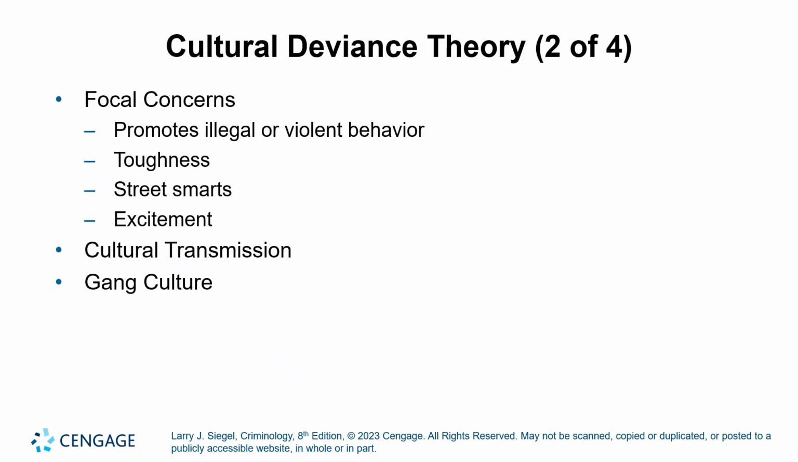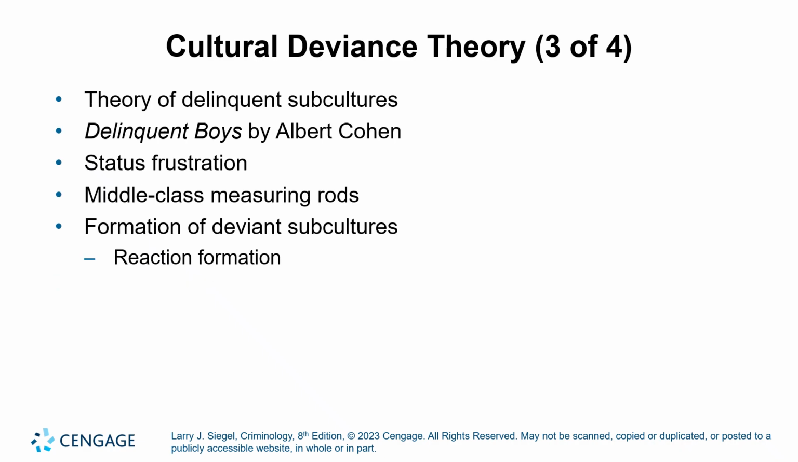Cultural deviance theory is closely tied to the idea of focal concerns, which are values that can develop within certain subcultures. These include an emphasis on toughness, street smarts, excitement, and sometimes the acceptance of illegal or violent behavior as a way to gain respect or status. These values are passed down through a process known as cultural transmission, where norms and behaviors are learned from peers and community members rather than from mainstream institutions. Gang culture is a common example of this process, where shared values and behaviors are reinforced over time and can contribute to continued involvement in crime.